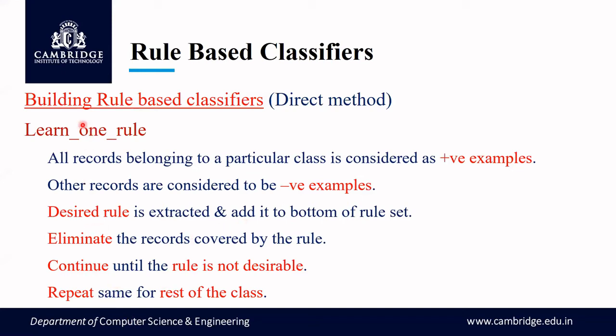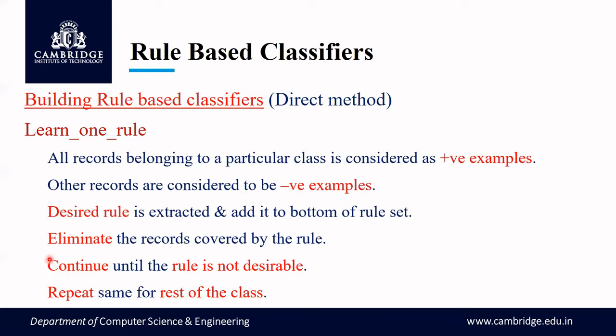So this is how your learn one rule function works. What do we have in the learn one rule function? First, we consider all the records that belong to a particular class as positive examples. All other records are considered as negative examples. Then I'm going to extract the desired rule, which is the rule that covers the maximum of the positive class and the minimum or none of the negative class. Once the rule is identified, I'm going to eliminate the records covered by that particular rule.